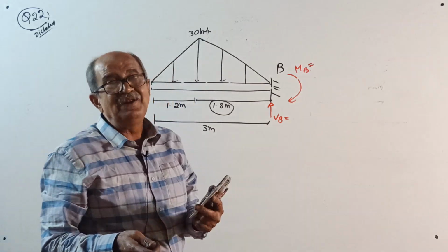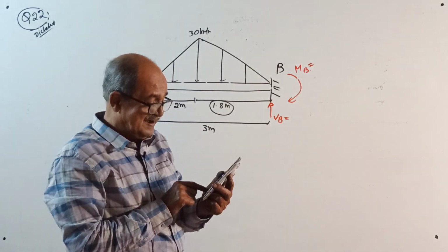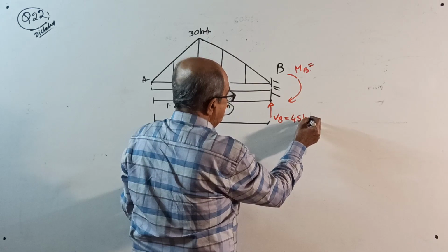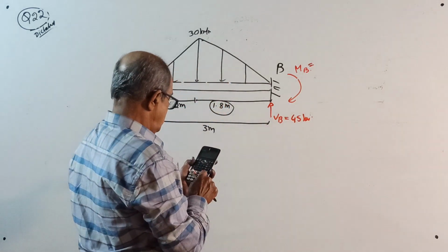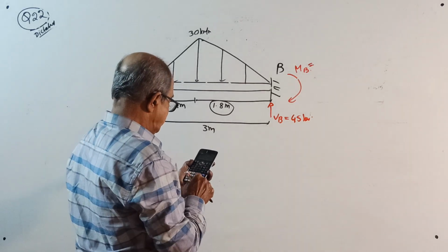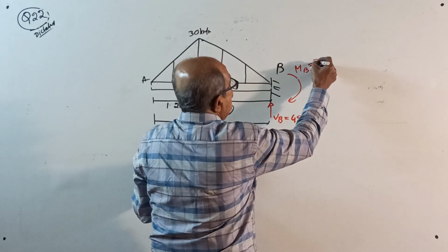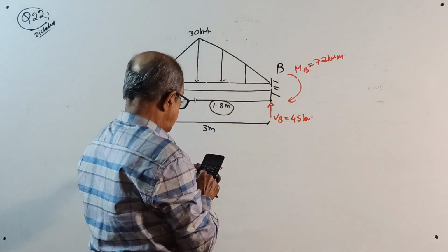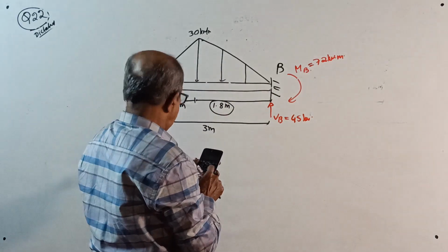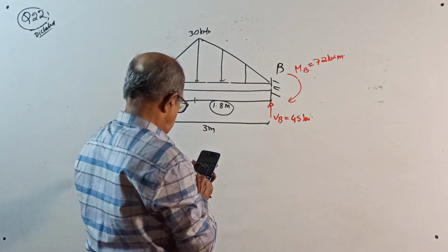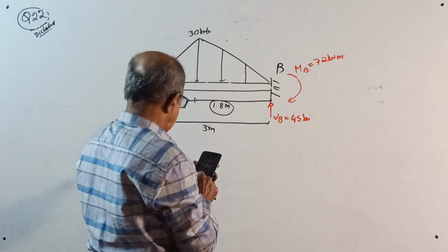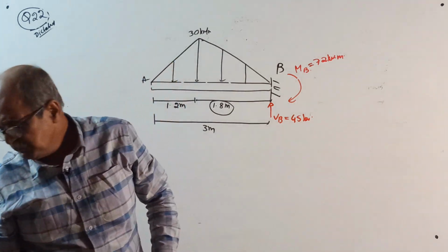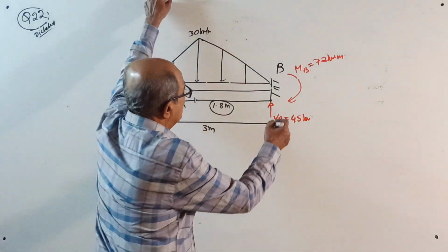30 into 1.5. Calculator should be on this time because I am calculating 30 into 1.5. 45 kilonewton. 45 kilonewton. 3 plus 1.8 divided by 3 into 45, 72 kilonewton meter. Let me check the answer. 1.8 into 3 into 2 by 3 of 1.8 into 1.2 into 30 into bracket 1.8 plus 1.2 divided by 3. 72. I am checking by parts also. Okay, not required. Solve the question.